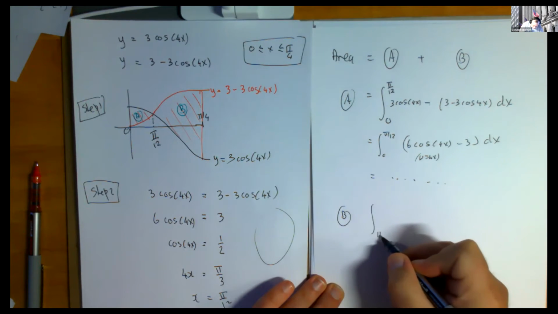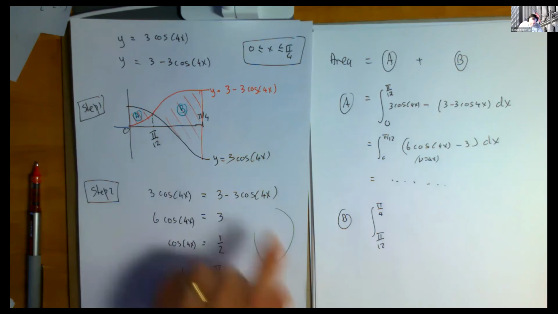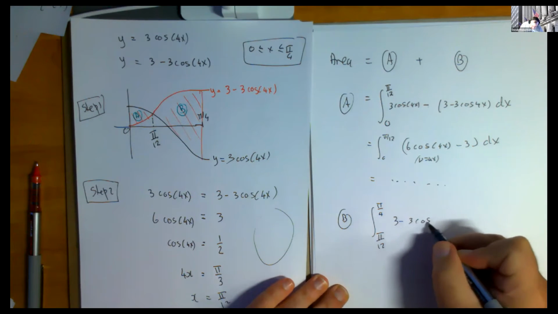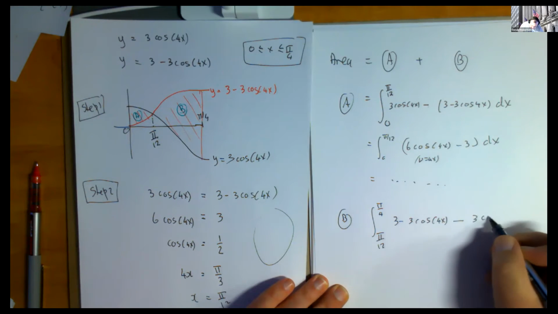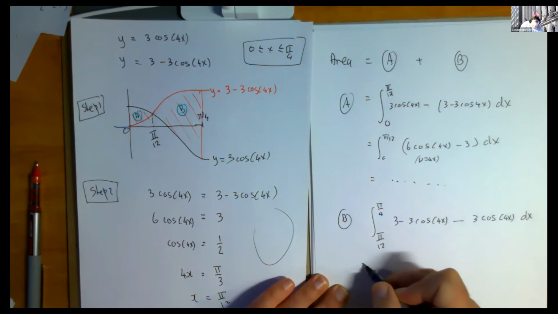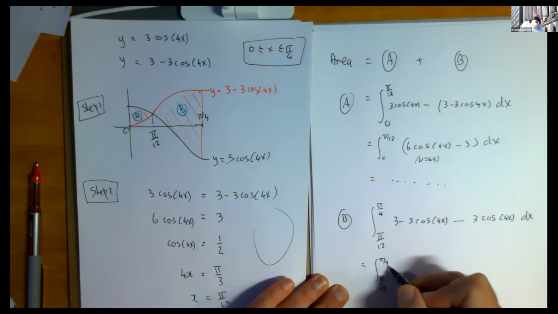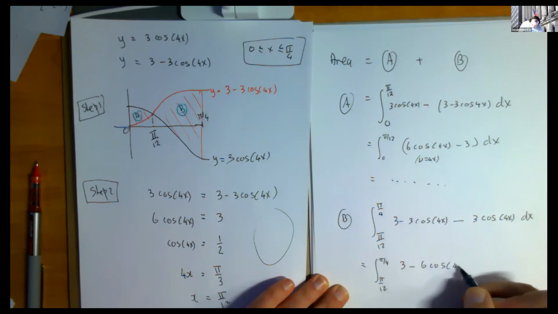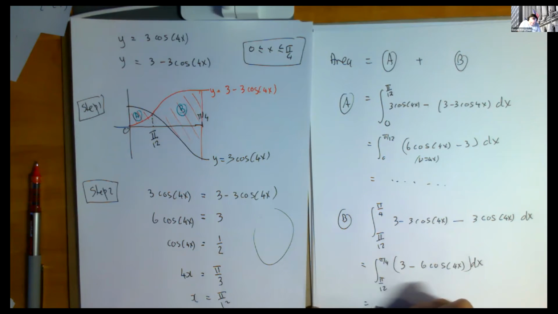And B is going to start at pi upon 12 and finish at pi upon 4. Only the red guy is going to be first. And you're going to take away the black guy. And so that's going to simplify a little bit by collecting like terms. And it's going to be 3 take away 6 cosine of 4x dx. And dot, dot, dot, dot.